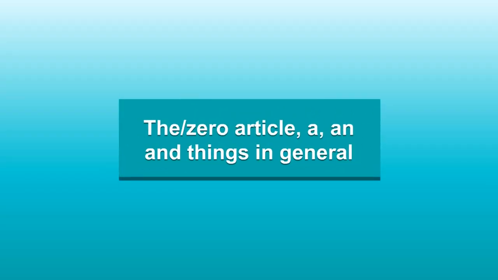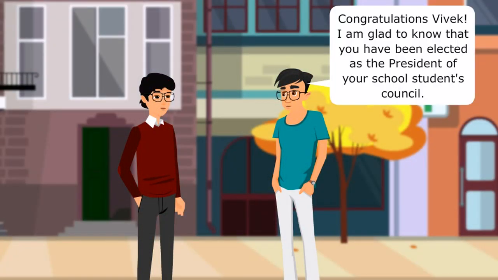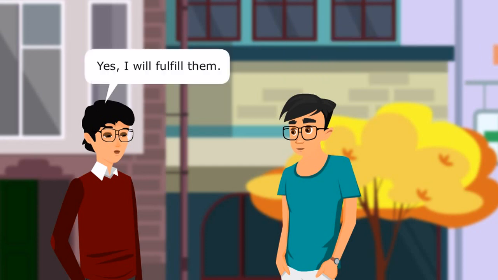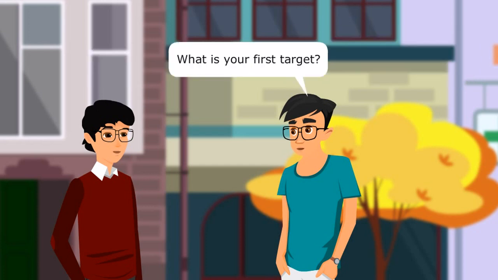The zero article, a, an, and things in general. Congratulations, Vivek. I'm glad to know that you have been elected as the president of your school students' council. Thanks, Ravi. The students' community has great expectations of you. You have promises to keep. Yes, I will fulfill them. What is your first target?